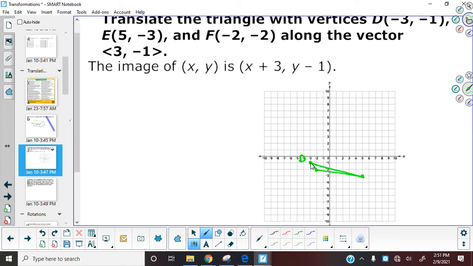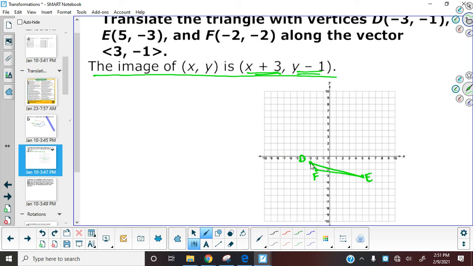So this is my D. My E is the 5, -3, and my F is -2, -2. Now notice this. It says along the vector 3, -1. Basically, you need to pay attention to your signs. What it's telling you is exactly what you see here below: since the 3 is in the place of the x and it's positive, we're adding 3. Since the -1 is in the place where the y would be and it's negative, we're subtracting. So the vector and what I underlined in green is essentially the same thing.